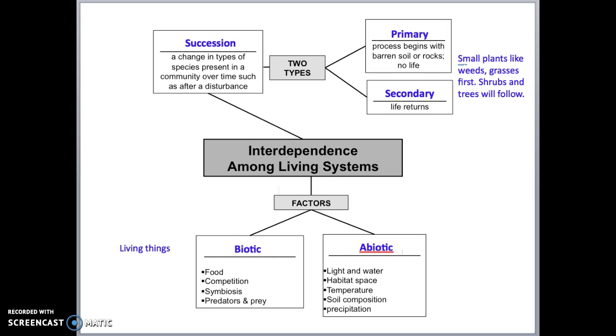We also have abiotic factors, and these are our factors that are non-living things. This includes things like light and water, habitats or space, temperature, soil composition, precipitation, weather, wind, water, things that aren't living but do affect the ecosystems.